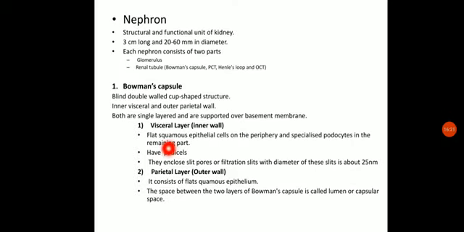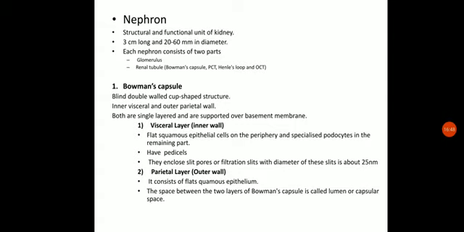Okay, so this was the visceral layer, flat squamous epithelial, having specialized podocyte cells, and pedicels which enclose the slits, or we can say openings. These openings are around 25 nanometer, and are regulated, or assisted, by pedicels which help in their contraction.